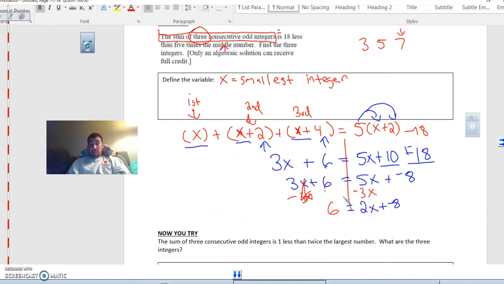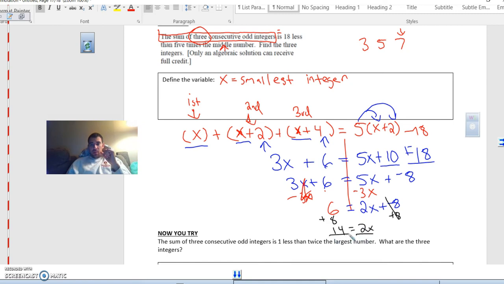So, if 6 equals 2x plus negative 8, no, this is negative 8, right? Sign closest to it, we do the opposite. I've seen a lot of you make that mistake. Negative 8, so we add 8. Negative 8 plus 8, 0. We add 8. So we have 14 equals 2x.